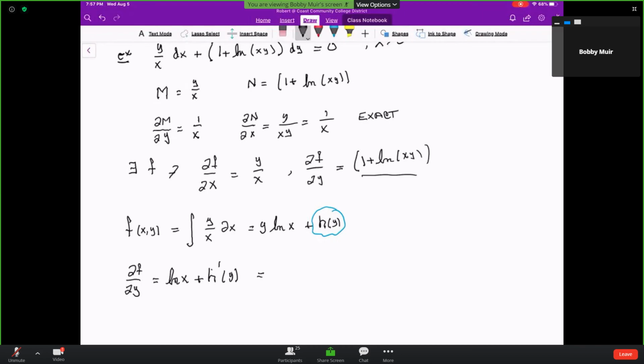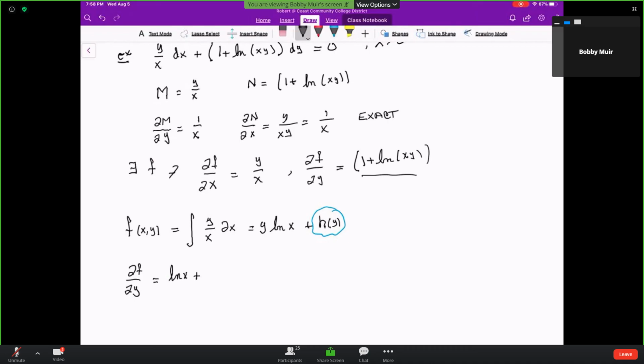It is exact. So I integrate this with respect to x, and that's going to be y natural log x plus that. Take this derivative. Oh, because I'm being stupid. So, no, I did that right. Partial derivative with respect to y is going to be the natural log of x.